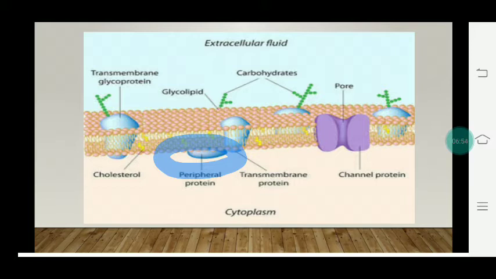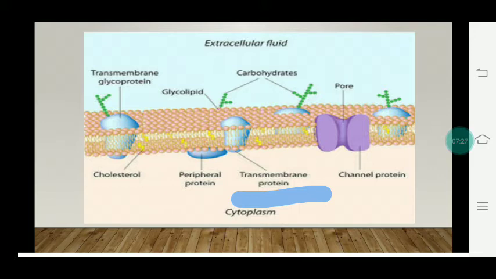So, the peripheral protein is an extrinsic protein which is bound externally to the lipid bilayer and it's not going to interact with the hydrophobic core of the phospholipid bilayer. We will learn about the structure of the phospholipid bilayer later, briefly. Now let's talk about transmembrane protein.